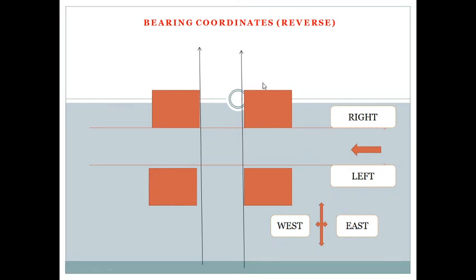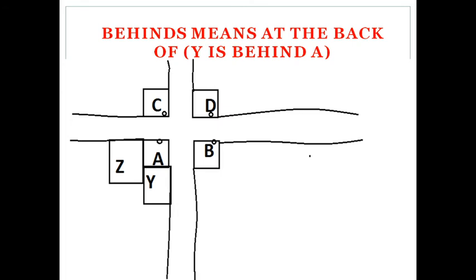The second, reverse coordinate, is moving from east to west. If you're moving from this side to this side, your right side would be here, your left side will be here, just opposite of what we had in the normal coordinate. It will help you understand the bearing coordinates better, understand mapping better. So, having said that, we'll move on to defining our terms.